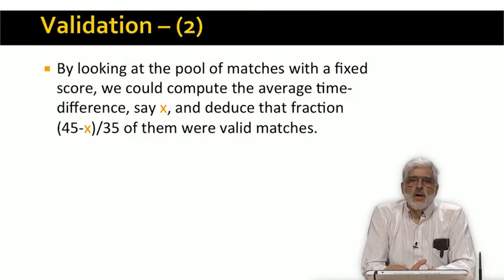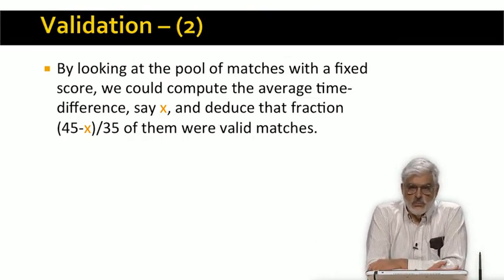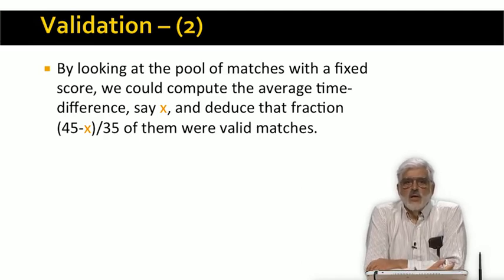So let's look at a pool of matches, say those with score 200. Some will be valid matches, and their average difference in creation dates will be 10. Others will be false matches, and they will have an average difference in creation dates of 45. Suppose that within this pool, the average difference is X. A little math tells you that the fraction of matches that are valid is (45 minus X) divided by 35. So for example, if X equals 10, then this fraction is 1, which makes sense, since 10 is the difference that the gold standard provides.